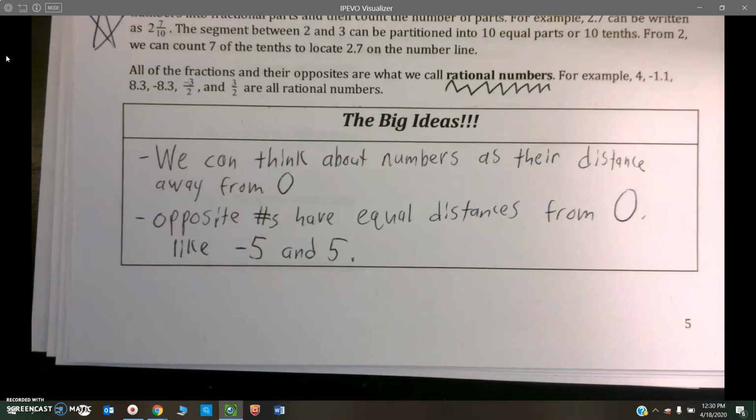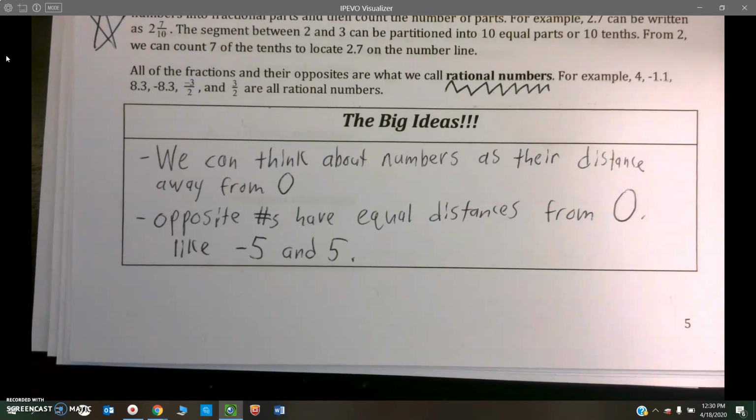All right, and here are your big ideas. Make sure to copy those down and complete your practice problems and exit ticket.